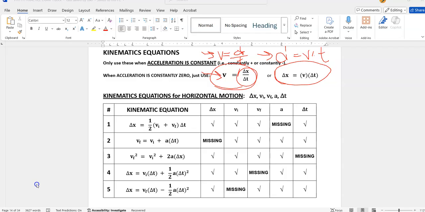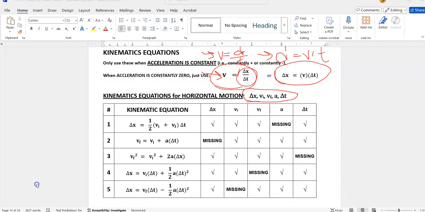How do you know which equations to use? Well, you'll notice these equations have 5 different variables. Delta x, which is the change in position, we call that displacement. V sub i, which is the initial velocity. V sub f is the final velocity. A for acceleration, and delta t, which is the change in time, or you can just think of it as how much time it takes.